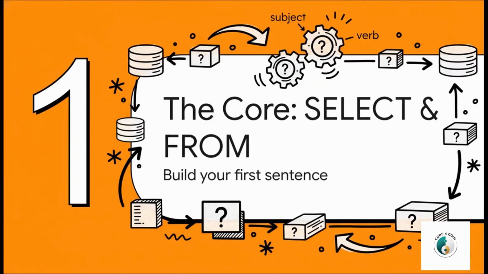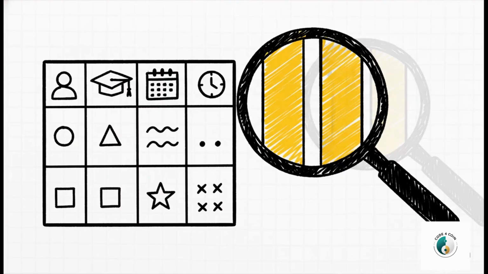Okay, let's dive right in with the two most essential building blocks of any query you'll ever write: select and from. Honestly, you can think of them as the subject and verb of your data sentence. First up is the what. You got to tell the database what you want. You use the select command to list the specific columns you're interested in. You're not pulling the whole table, just these specific vertical slices of data.